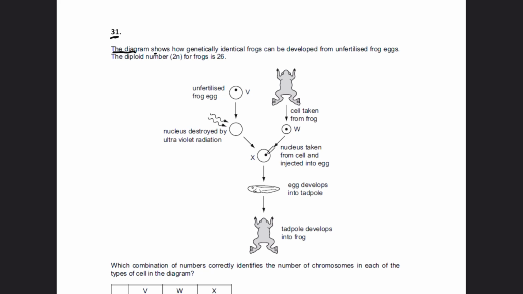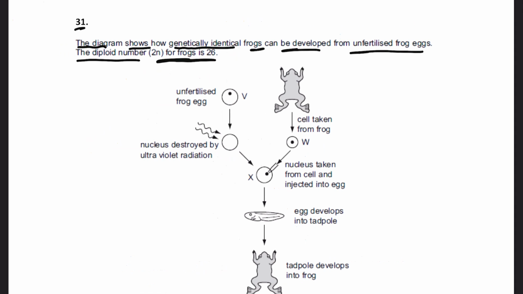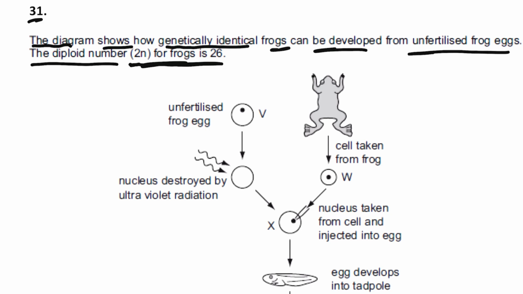The diagram shows how genetically identical frogs can be developed from unfertilized frog eggs. The diploid number 2n for the frog is 26. Okay, so guys, in this MCQ, they are saying that genetically identical frogs can be developed from unfertilized frog eggs. So there will be frog eggs which come from the female frog, and these unfertilized eggs will not be fertilized by the sperm. These unfertilized eggs will now be used to make genetically identical frogs. Okay, so they say that the diploid number 2n for the frog is 26.